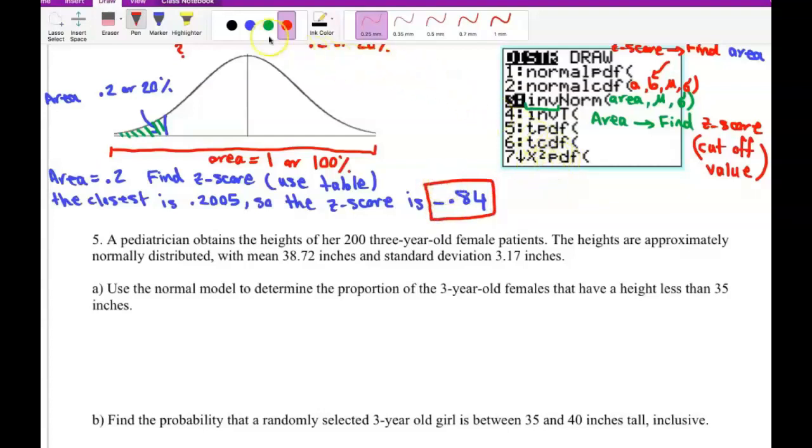Or we can also use inverse norm. For the first part, the area is 0.2, comma, mean is 0, standard deviation 1.